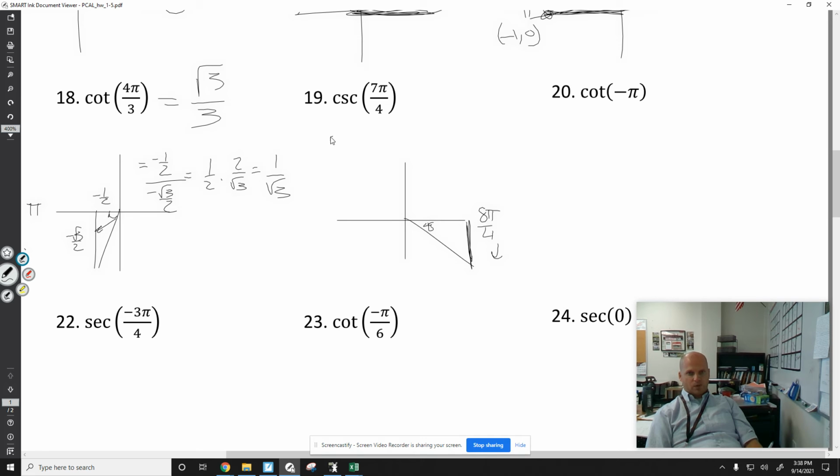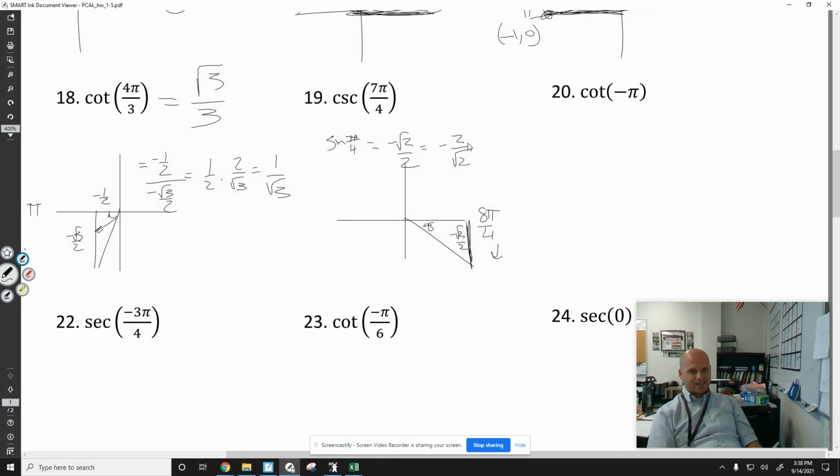Okay, cosecant, reciprocal of sine. So the sine of 7 pi over 4. Well, the sine value is that vertical. I'm going down, so this is negative root 2 over 2. Flip it. Now when you flip it, you get negative 2 over root 2. This simplifies to just be negative root 2.